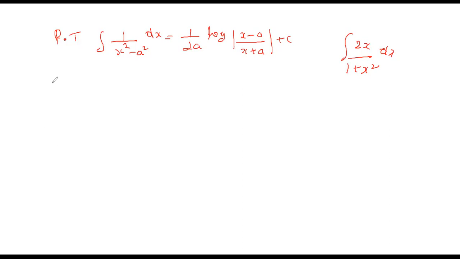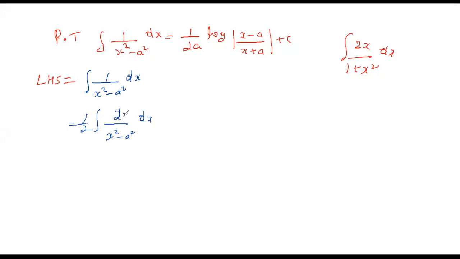I'm taking LHS. LHS is equal to the integration of 1 by x square minus a square into dx. I don't know this integration directly, so I'm going to differentiate the denominator in the numerator so that I can integrate easily. That is the format I'm going to use. So what I do here is multiply and divide by 2a first.